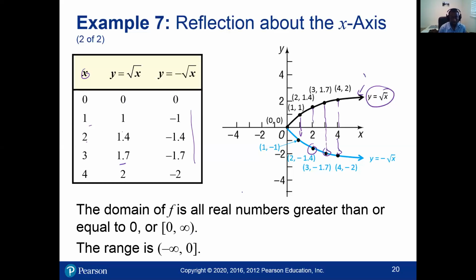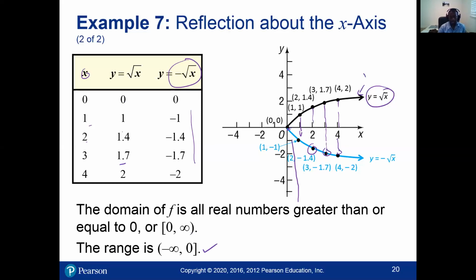It ranges from what? Negative infinity. We are talking about the range of the resulting function, which is negative square root of x. Everything goes up to what? Up to 0, including 0. That's why we have that.